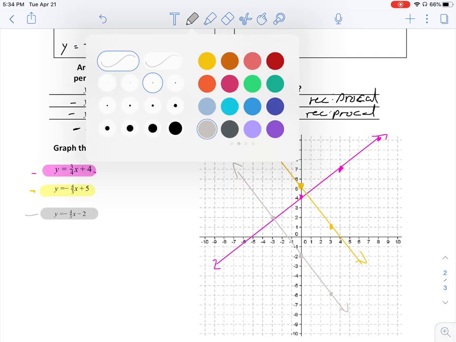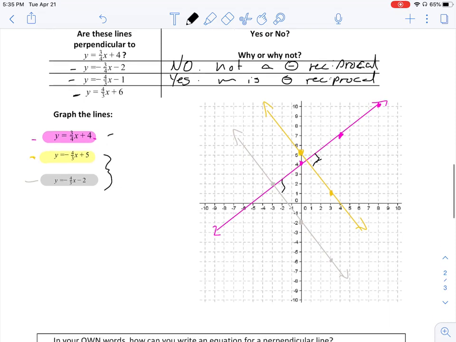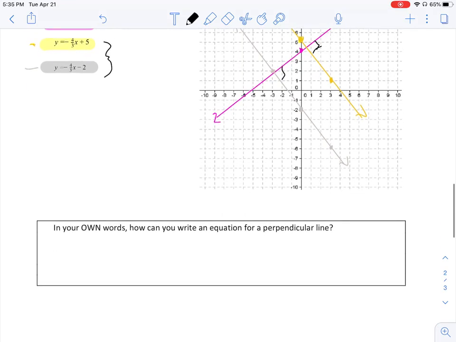So the lines that we have just drawn on the grid here, these two are perpendicular to our first line here, and we can see that. So this line is perpendicular, this line is perpendicular. Or those two lines create a 90-degree angle, right? So again, takeaways for what we're looking for, in our own words, how can we write an equation for a perpendicular line?